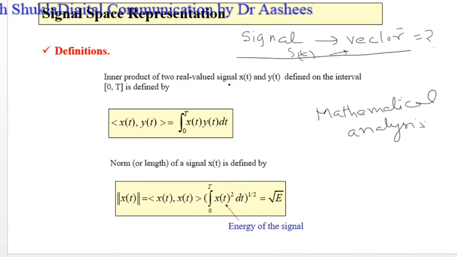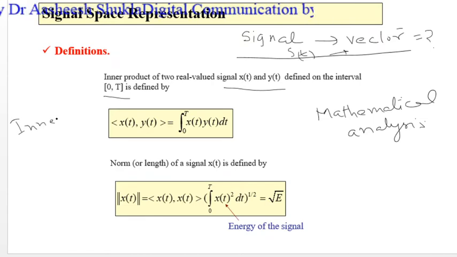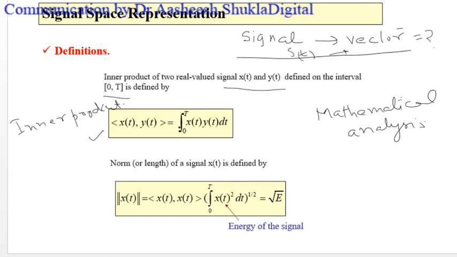So here we have taken two signals, x(t) and y(t), defined in the interval 0 to T. To calculate the inner product of these two signals, we can use this relationship: the inner product of x(t) and y(t) is equal to the integration from 0 to capital T of x(t) y(t) dt. So with the help of this formula, we can calculate the inner product, right?